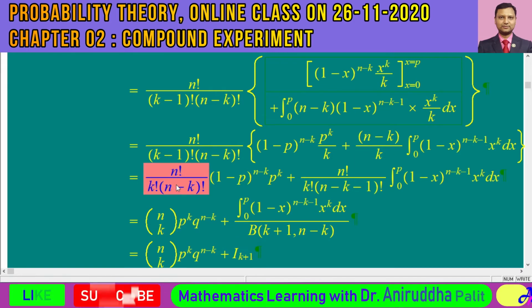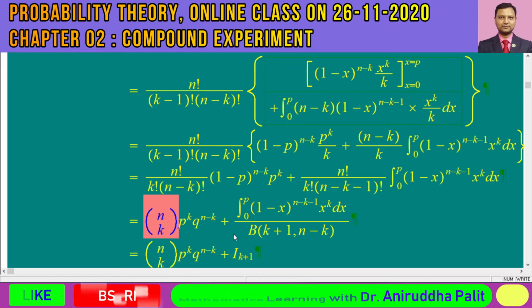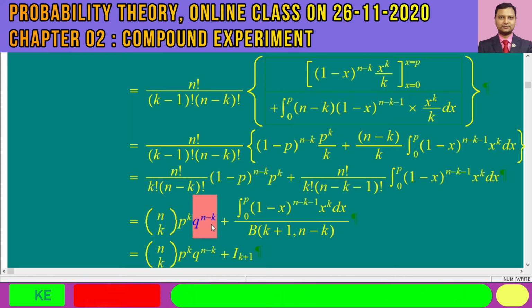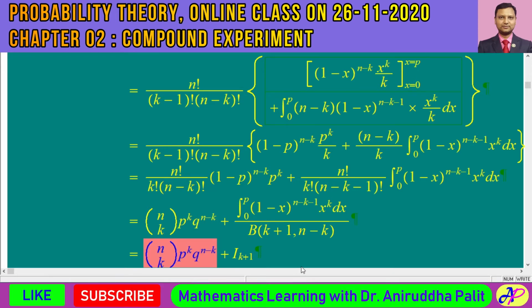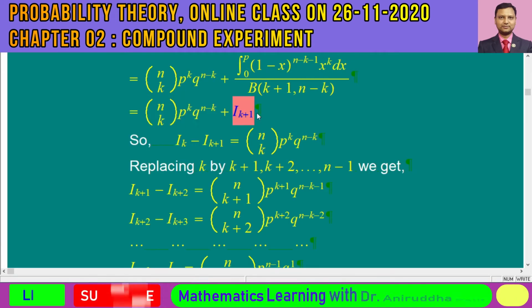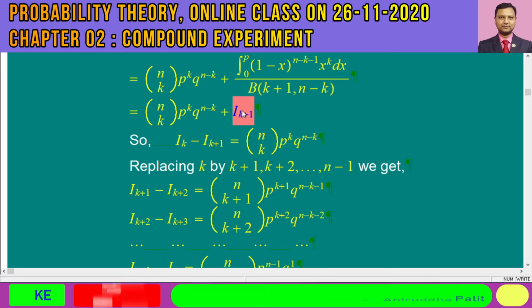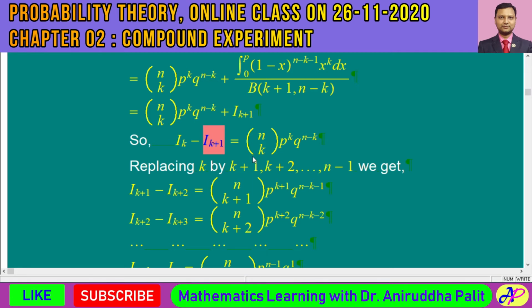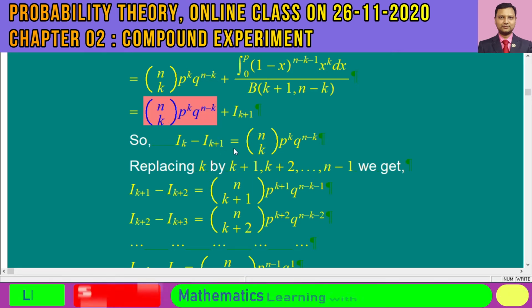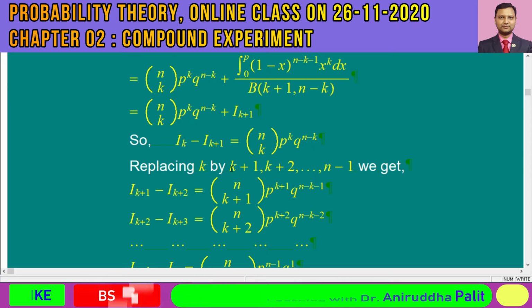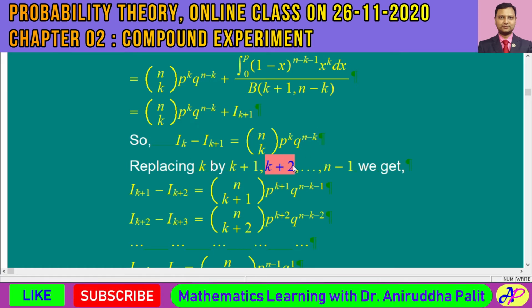This first term can be written as nCk times p to the power of k times q to the power of n minus k. So that is about the first term. Therefore, if we shift this I_(k+1) to the left side, then on the left you have I_k minus I_(k+1), which is equal to this first term. This is a result that is true for all positive values of k, and therefore we replace this k by k plus 1, then k plus 2, and so on.